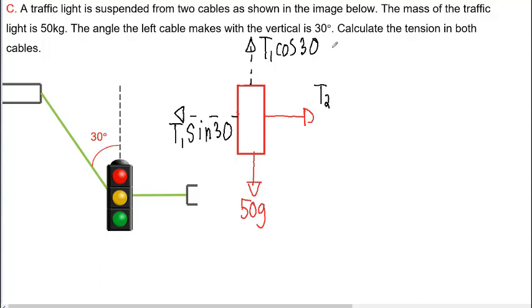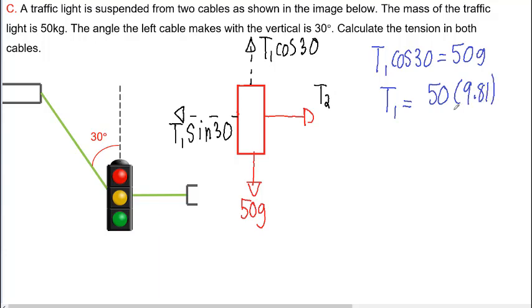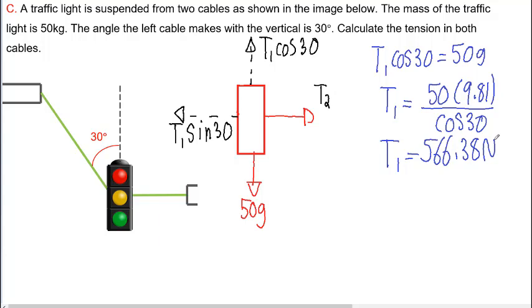There's only one missing. So in the y direction, T1 cos 30 is equal to 50 g. Divide both sides by cosine 30, you get T1 equals 50, g is 9.81, divided by cosine 30. That gives us a T1 value of 566.38 newtons.